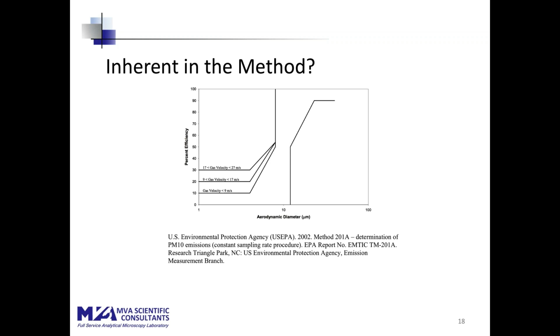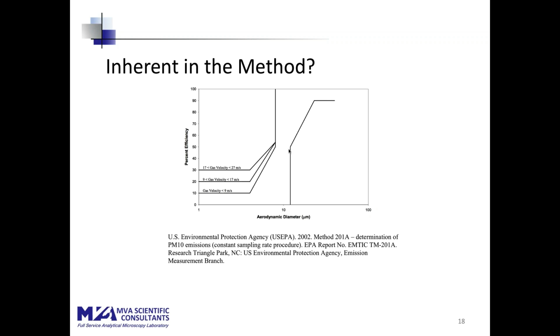So the final possibility is that what we're finding on these filters is something that is inherent in the method. That is, it is something that is actually part of the definition, part of what's going to appear in all samples. This plot here shows an acceptable window for a PM10 cyclone. That is, the percent efficiency of collecting a particle has to fall in the gap that you see between the lower diameter and the upper diameter.